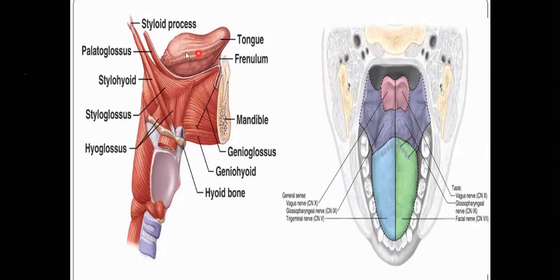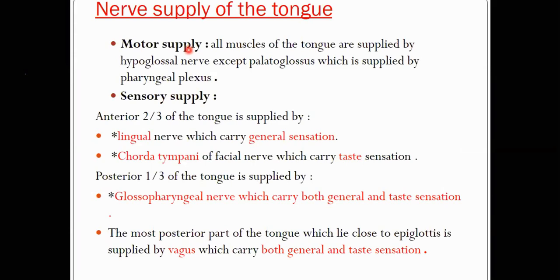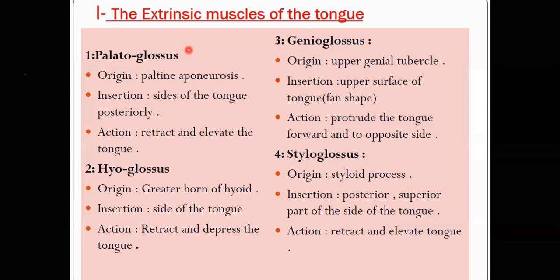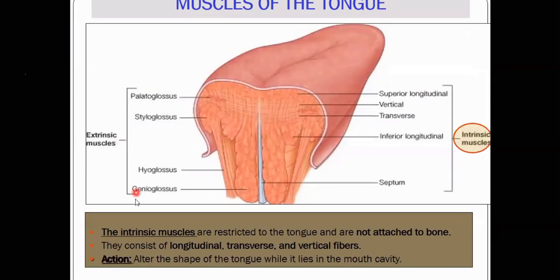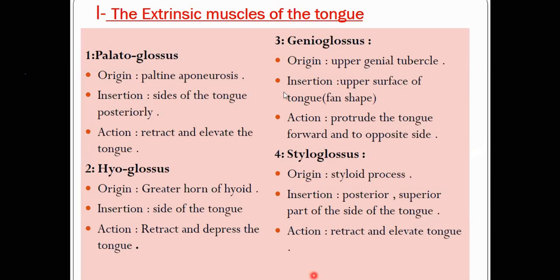Intrinsic muscles give the shape to the tongue, and these are the muscles which are normally lying within the tongue. They are not attached to the bone. They consist of different directions: transverse fibers, longitudinal fibers, and vertical fibers. They alter the shape of the tongue while it is lying in the mouth cavity. So intrinsic muscles give the shape of the tongue.